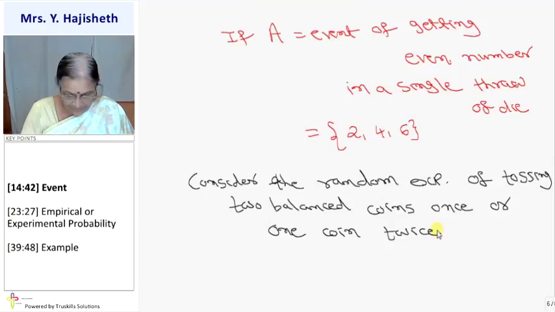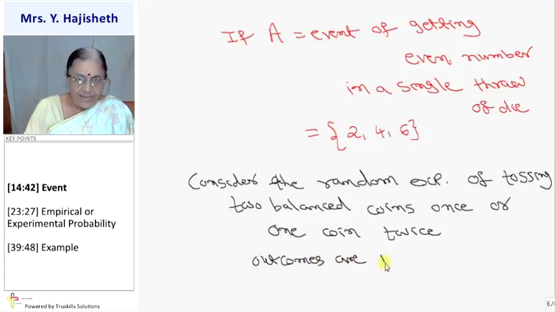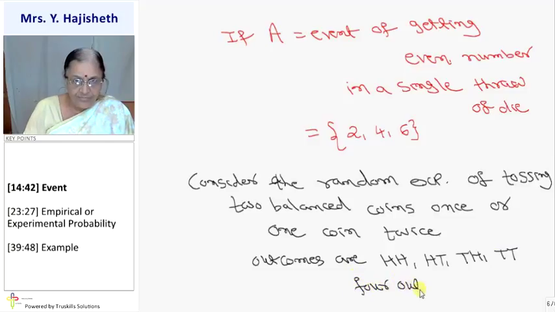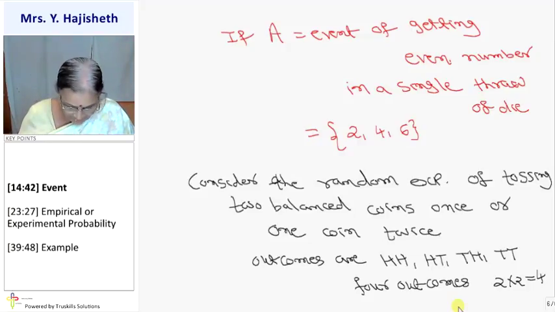Right? Then your outcomes are HH, head on board trial, HT, TH and TT. 4 outcomes. It is 2 into 2, that is 4. First coin also has 2 outcomes, second also has 2 outcomes, one follows the other. So total number of outcomes are 4.